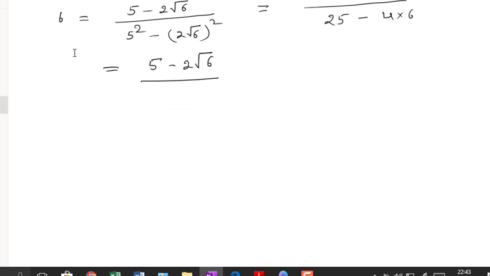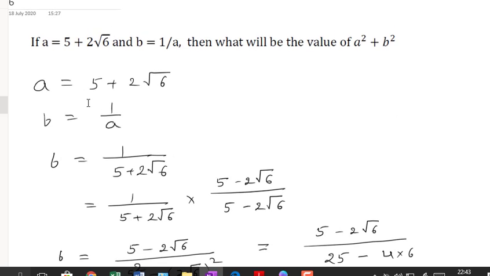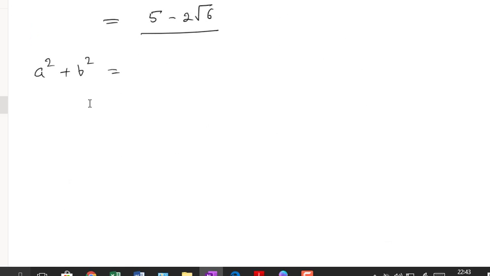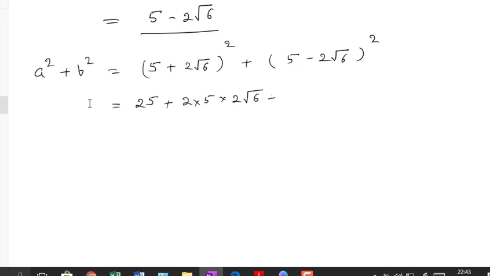Now we have to find A square plus B square. The value of A is 5 plus 2 root 6. So we have A square, that is 5 plus 2 root 6 square, plus B square, that is 5 minus 2 root 6 the whole square. Here we get 5 square is 25, plus, using A square plus 2AB, 2 into 5 into 2 root 6, plus B square.